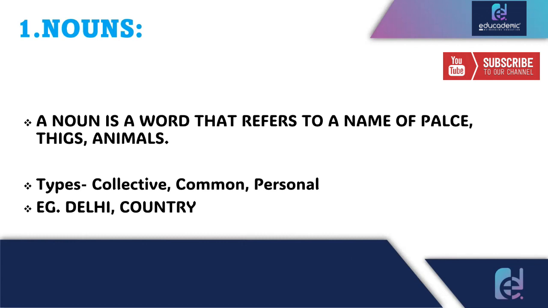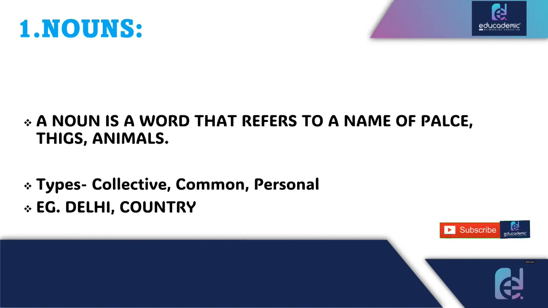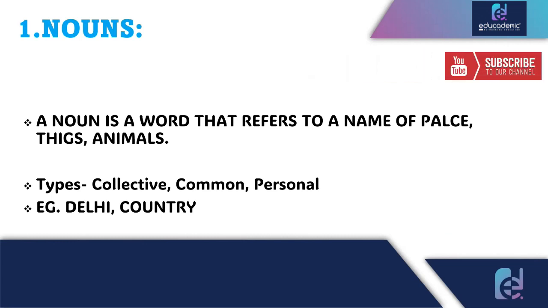I am going to Delhi. Here Delhi is the noun because Delhi is the name of a place. Tiger is pouncing on his prey, which means tiger is the noun because tiger is the name of an animal. So those words that contain a name, whether of a place, of things, or of animals, are called nouns. Then come the different types of noun, which are collective noun, common noun, and personal noun.